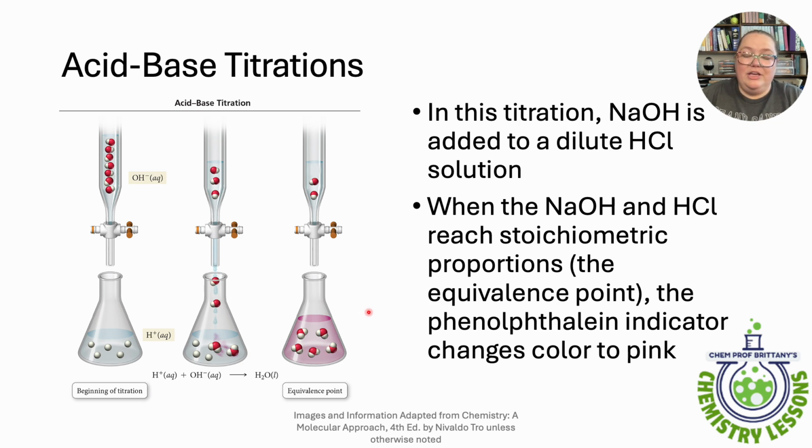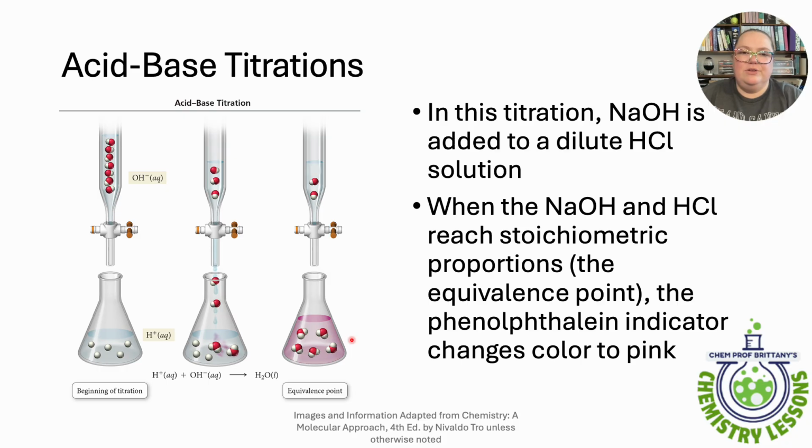So by using what we call the end point, which is sort of the qualitative version of an equivalence point, we can find that, and because we know how much of this we put into here, we can figure out how many H's we had here.